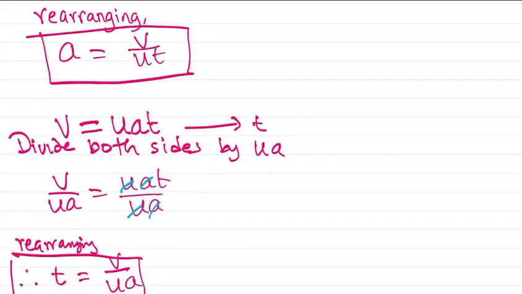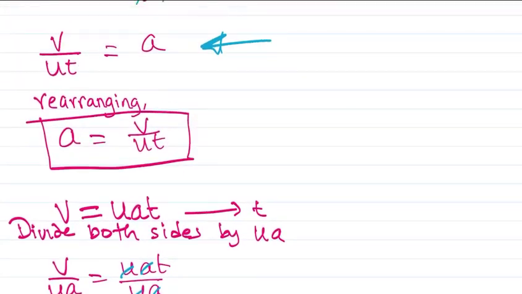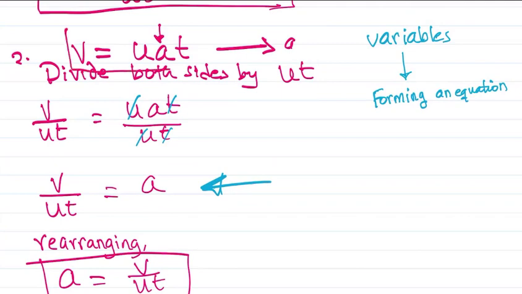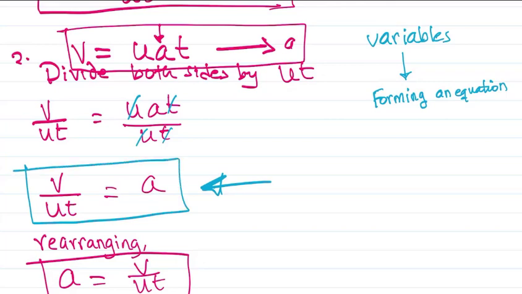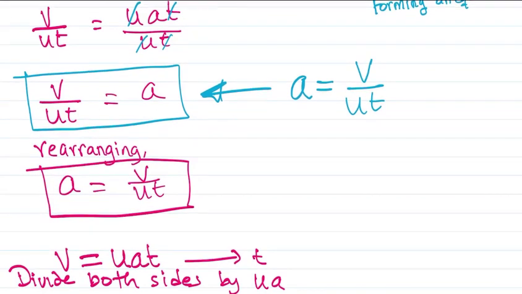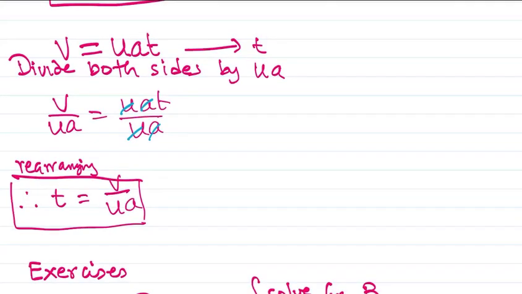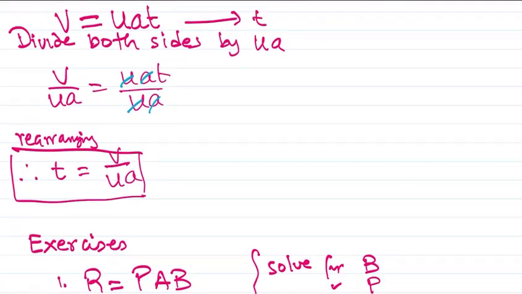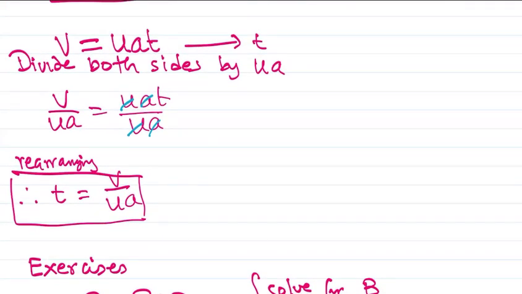How do we do this? We have this equation, and then we arrive at this formula. So our goal is making A equal to V over UT. How did we do that? You'll be able to do this and a lot more. So if you're ready, get your pen and paper and let's work these exercises together.